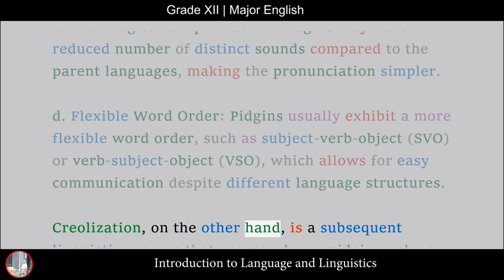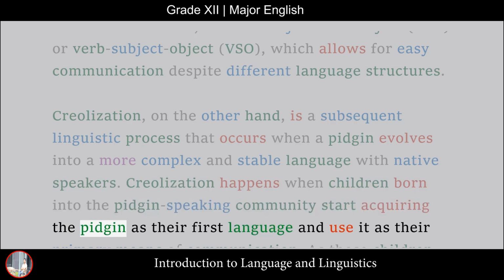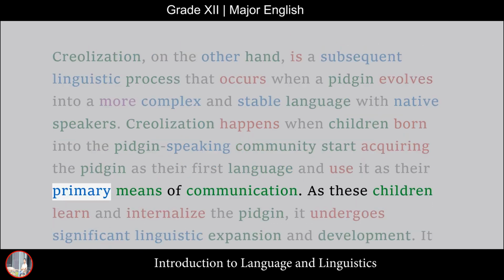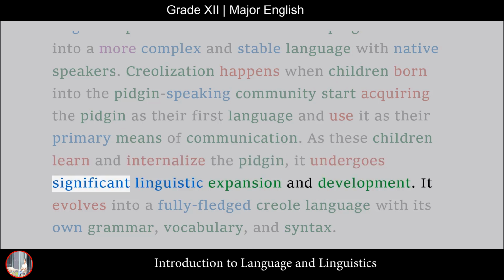Creolization, on the other hand, is a subsequent linguistic process that occurs when a pidgin evolves into a more complex and stable language with native speakers. Creolization happens when children born into the pidgin-speaking community start acquiring the pidgin as their first language and use it as their primary means of communication. As these children learn and internalize the pidgin, it undergoes significant linguistic expansion and development. It evolves into a fully fledged creole language with its own grammar, vocabulary, and syntax.